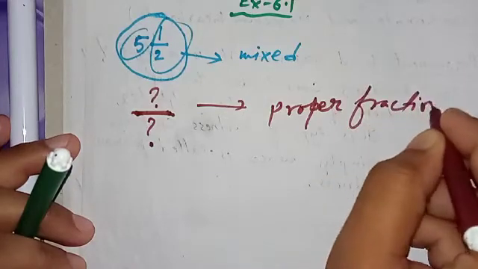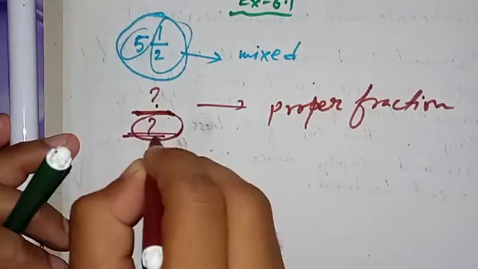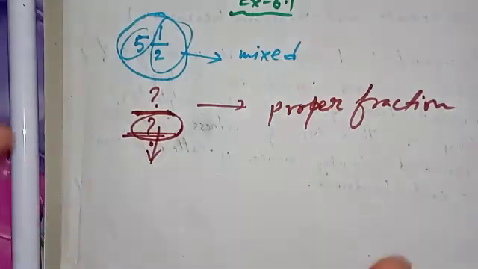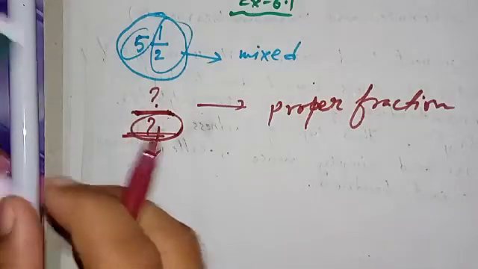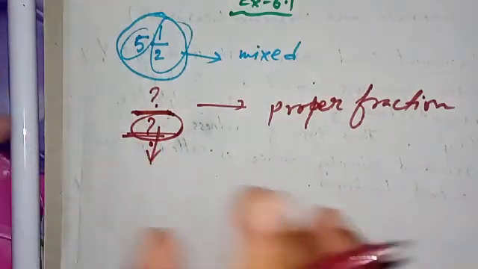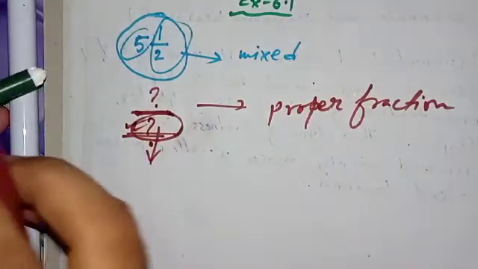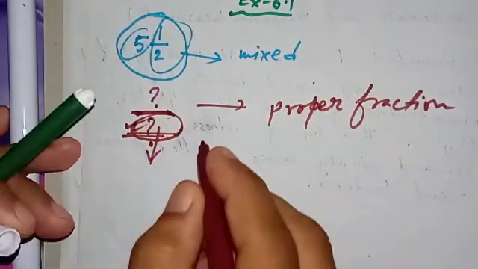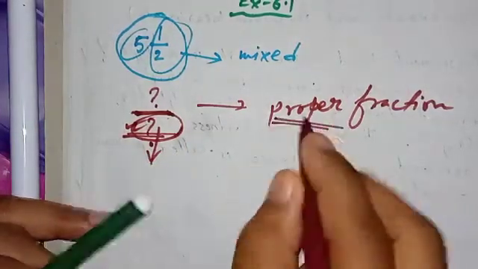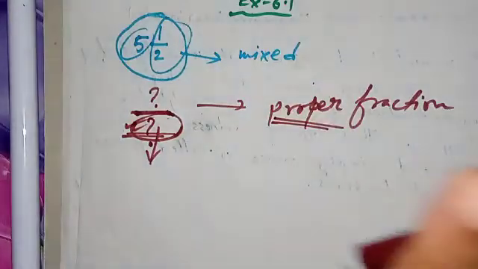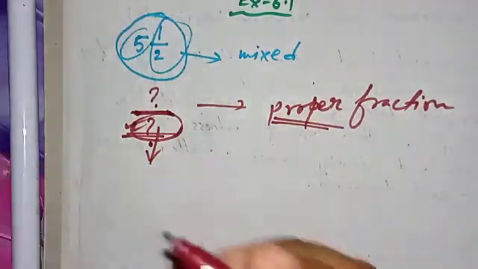Okay, proper fraction. If the denominator is stronger, okay, this is a very simple trick which you can use throughout the chapter. Most of the concepts are related to the denominator. Just keep this in your mind, my dear students. So if the denominator is stronger, is greater, then that's proper. If the denominator is stronger, you say that the fraction is a proper one.